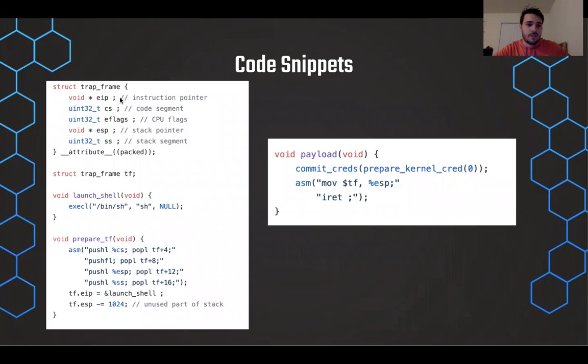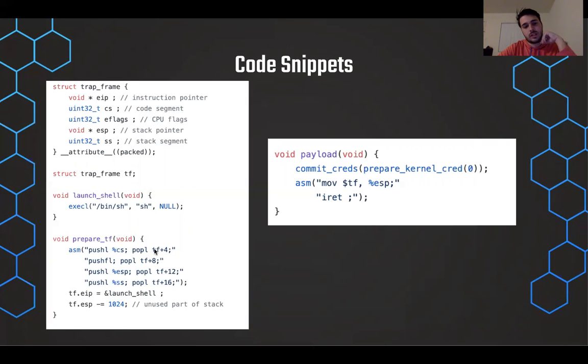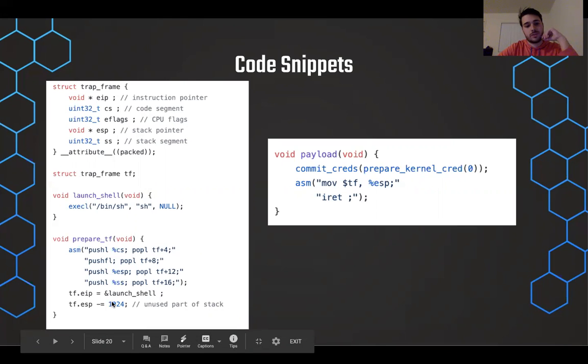There's this trap frame, which is just the instruction pointer, code segment, flags, and this is also in 32-bit. And the stack segment here. So something that you're going to call before your actual device call is this prepare trap frame call. What this will do is get all of the flags, the code segment, the stack pointer, the stack segment, and it'll put all these into this trap frame struct you have in memory. It'll also set the instruction pointer to launch shell.